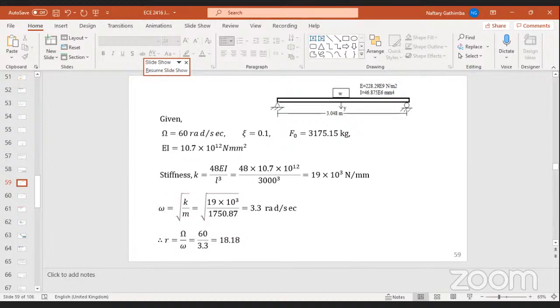Why 48? Why not 12? Oh, we did not give it for the beam.